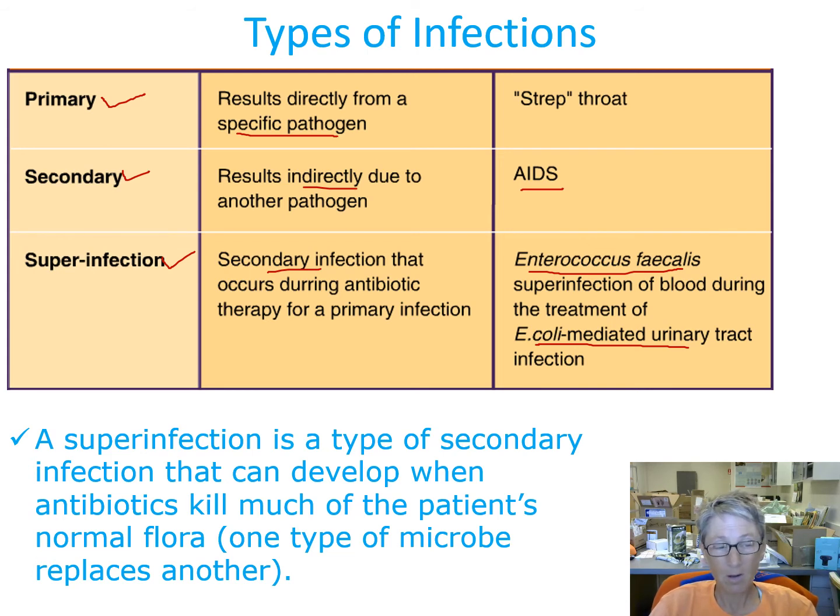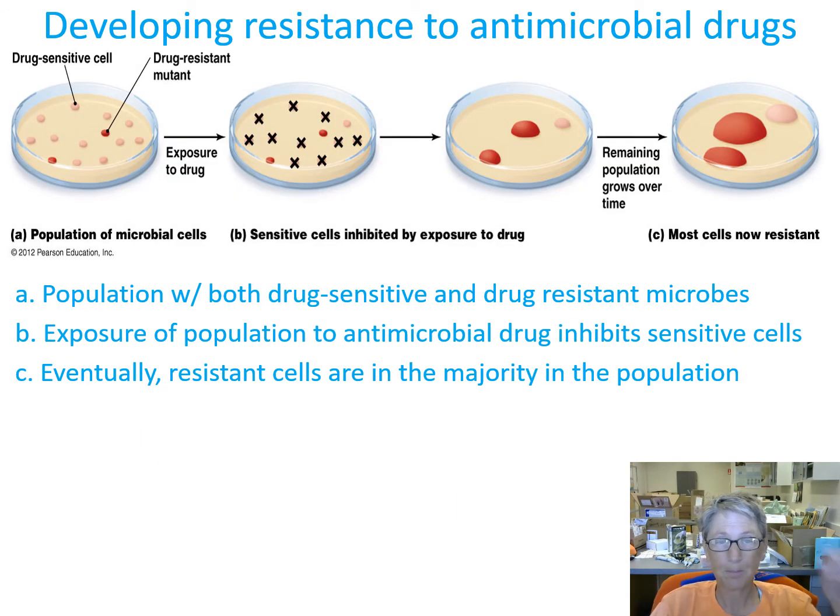Basically down here, it says a superinfection is a type of secondary infection that can develop when antibiotics kill much of the patient's normal or resident flora, and then one type of microbe will replace that normal flora, and you'll get very ill. Superinfection.